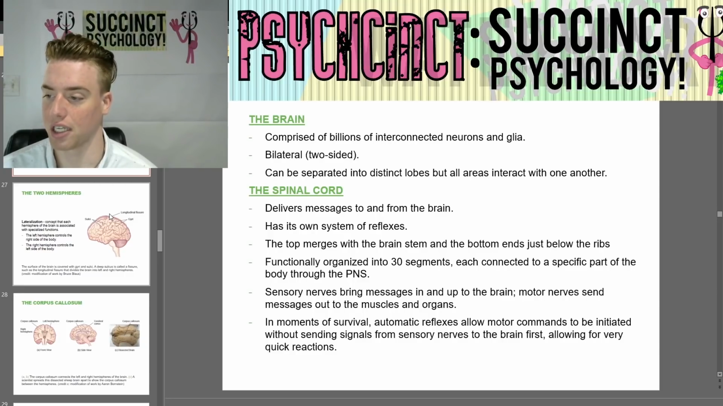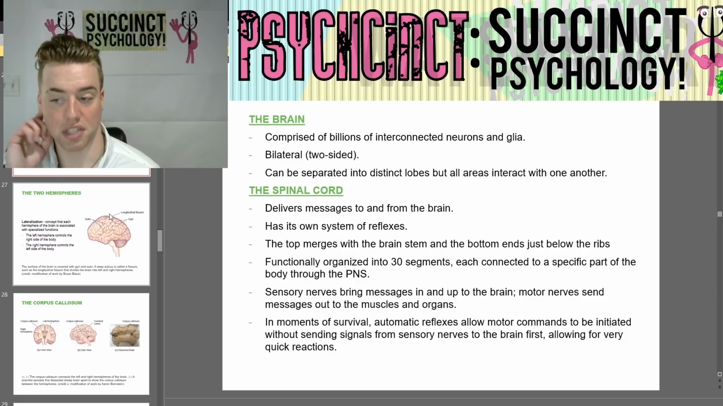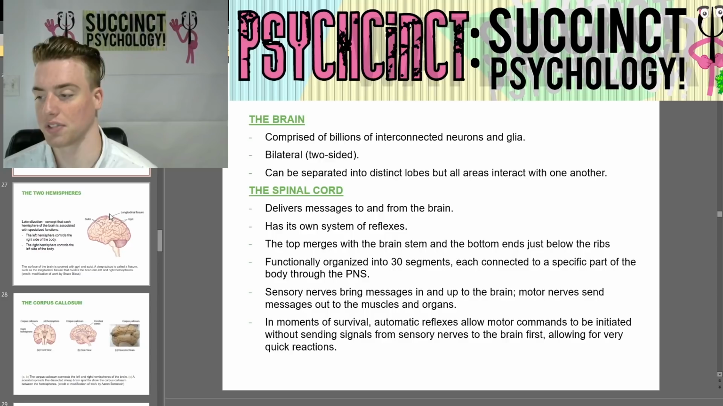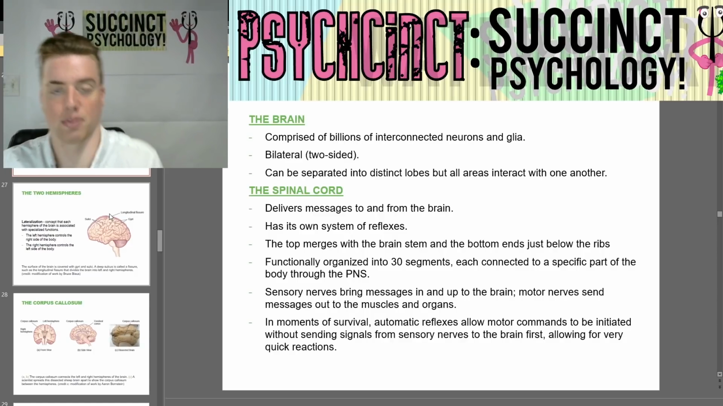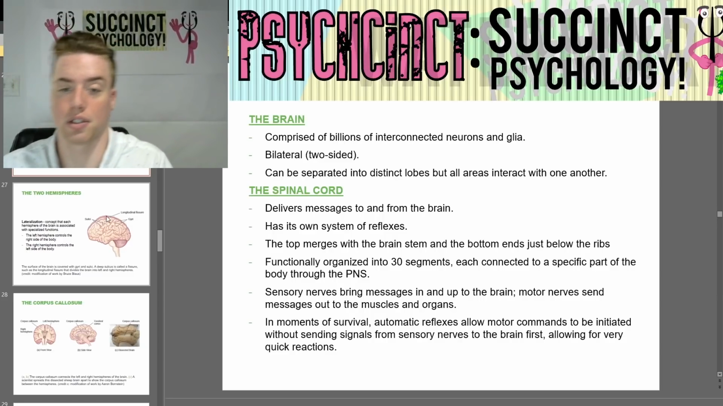Sensory nerves bring messages in and up to the brain. Motor nerves send messages out to the muscles and organs. In moments of survival, automatic reflexes allow motor commands to be initiated without sending signals from sensory nerves to the brain first, allowing for very quick reactions. So that would be when you're in fight or flight mode, your automatic reflexes, you can initiate your motor commands without having your nerves send signals to the brain first. It can be just an automatic flip of a switch reaction in survival situations.